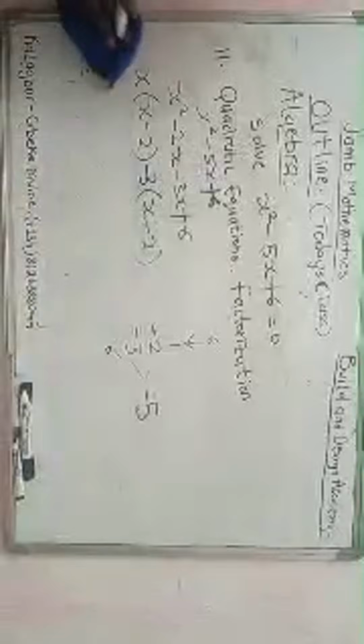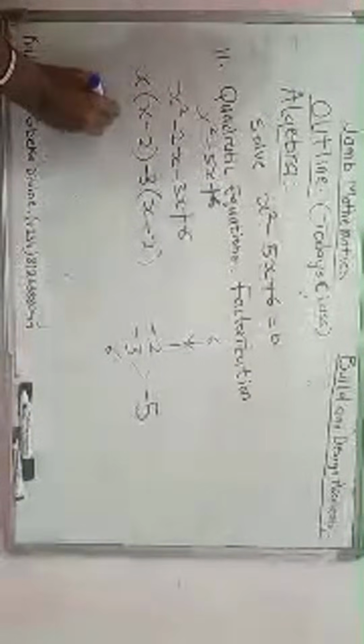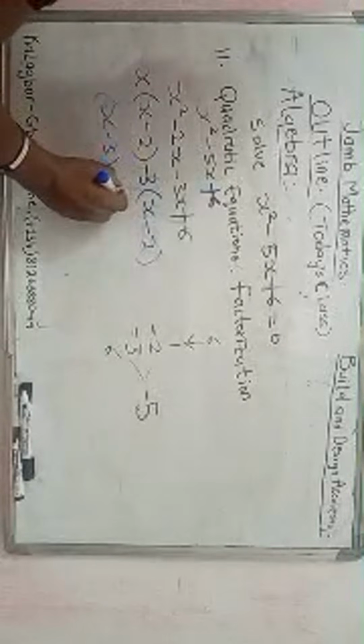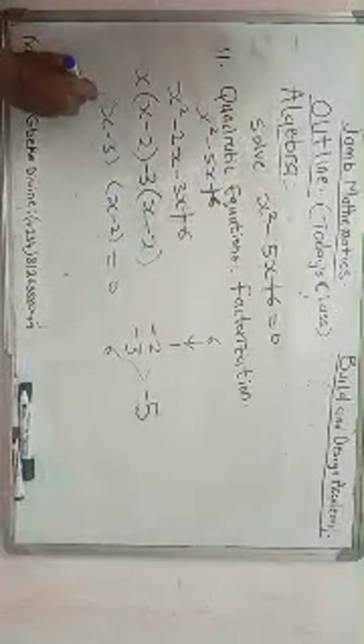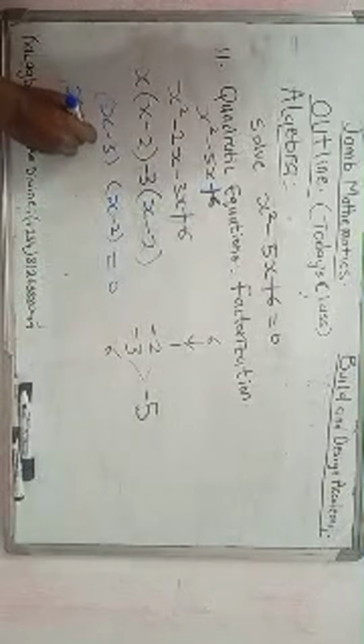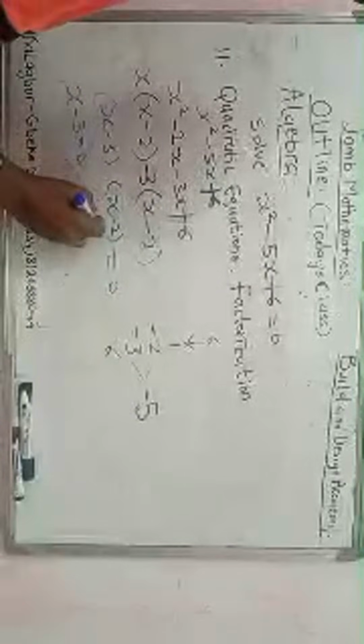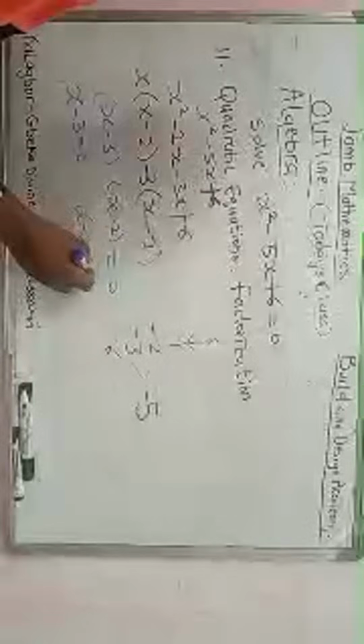Alright, let's move on. We take out these two, we now have x minus 3. These two are common. We now write x minus 2. Remember, they are all equal to 0. So now we have x minus 3 equals 0, and x minus 2 equals 0.